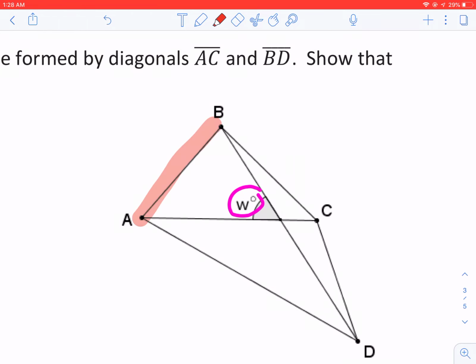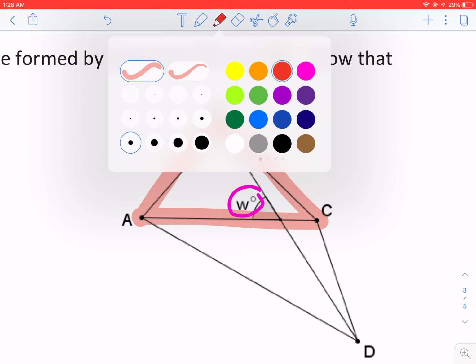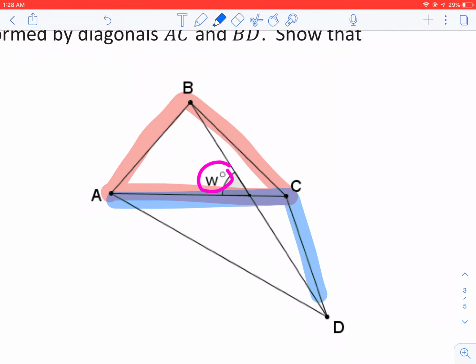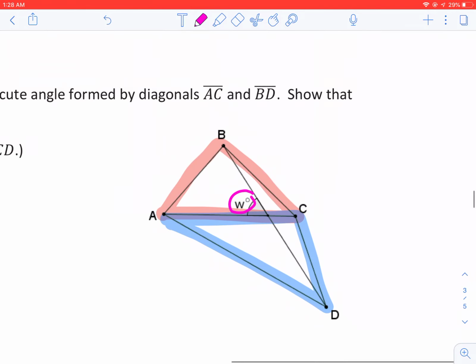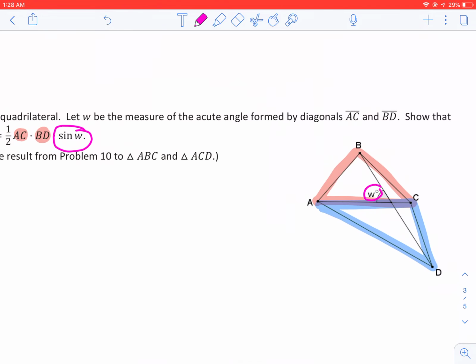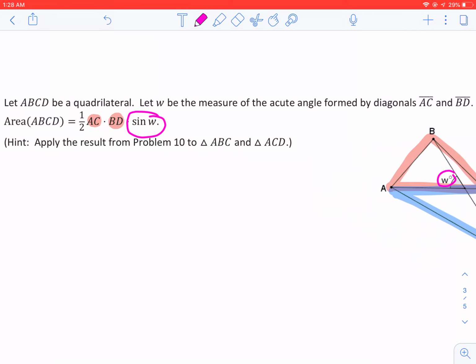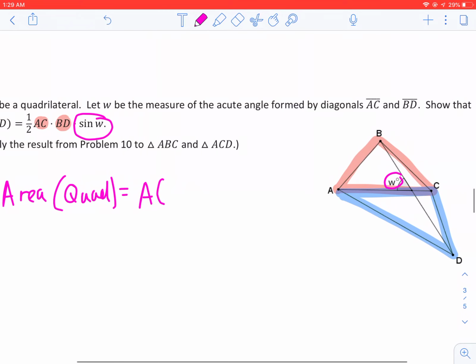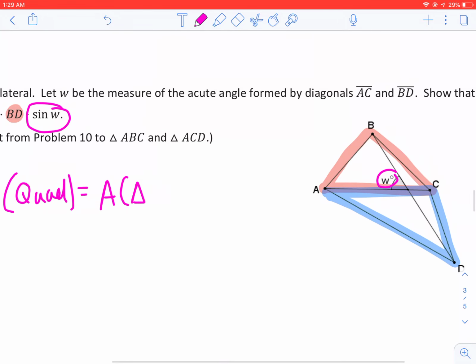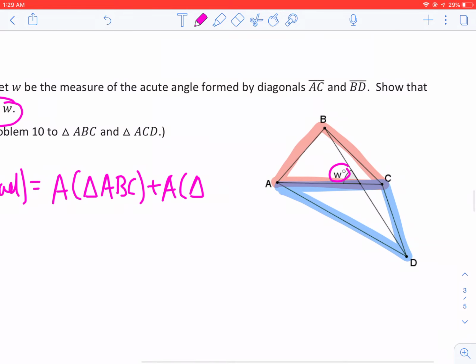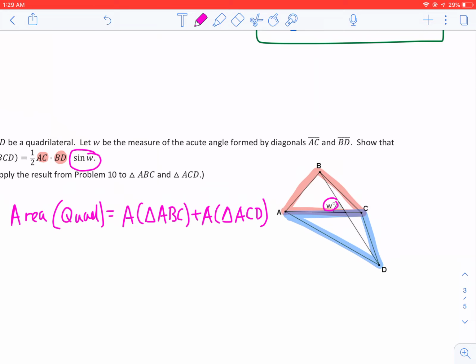So we've got two triangles, ABC up there, and this triangle down here, ACD. If I add the area of those two triangles, that's going to equal the area of the quadrilateral. So we can say the area of the quadrilateral is going to equal the area of our two triangles: the area of triangle ABC plus the area of triangle ACD. So let's figure out what the area of each of those triangles is.